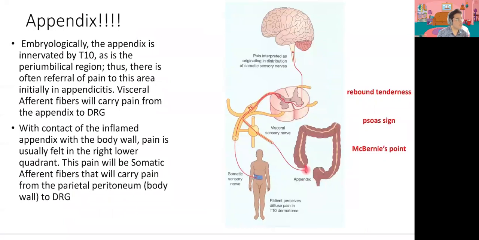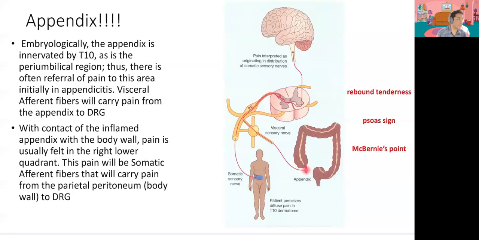Appendix. What do you need to know about the appendix? Remember, first off, it's going to present with, oh, my tummy hurts in the belly button region, right? T10. That is visceral pain, right? It's very non-localized. It's like everything hurts. But when you get to somatic pain, right, it's localized. That's when it becomes problematic.